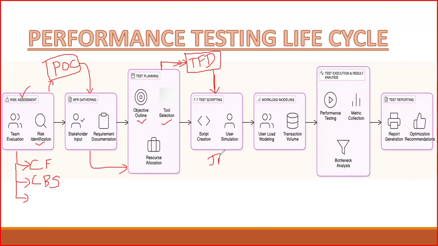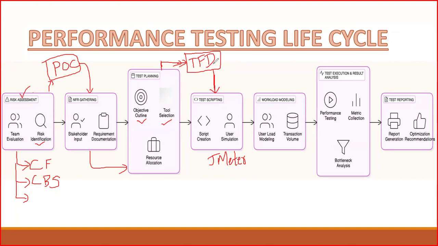Once this document is finalized, as a next step we are going to do the test scripting part. In the test scripting stage, we are going to use a tool. In our case, we are going to use the JMeter tool. With the help of JMeter, we are going to create the scripts for the flows in the traversal flow document. We need to follow the same steps that we have mentioned here.